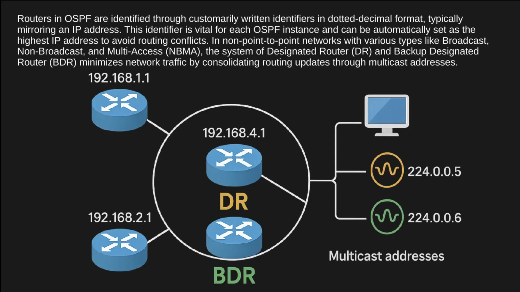Routers in OSPF are identified through customarily written identifiers in dotted decimal format, typically mirroring an IP address. This identifier is vital for each OSPF instance and can be automatically set as the highest IP address to avoid routing conflicts. In non-point-to-point networks with various types like broadcast, non-broadcast, and multi-access (NBMA), the system of designated router (DR) and backup designated router (BDR) minimizes network traffic by consolidating routing updates through multicast addresses.